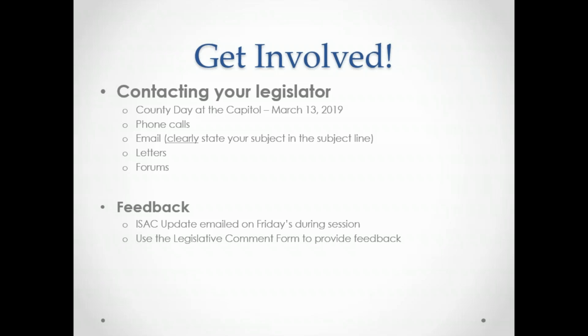Then also email and clearly state your subject in the subject line, as the legislators receive many, many emails throughout the course of the session. Also through letters, and also the forums. Typically the legislative schedule during the week wraps up usually around Thursday to allow for legislators to go back to their districts to have community forums on Friday and Saturday. And so certainly attend those and give your legislators feedback on issues that are important to counties.